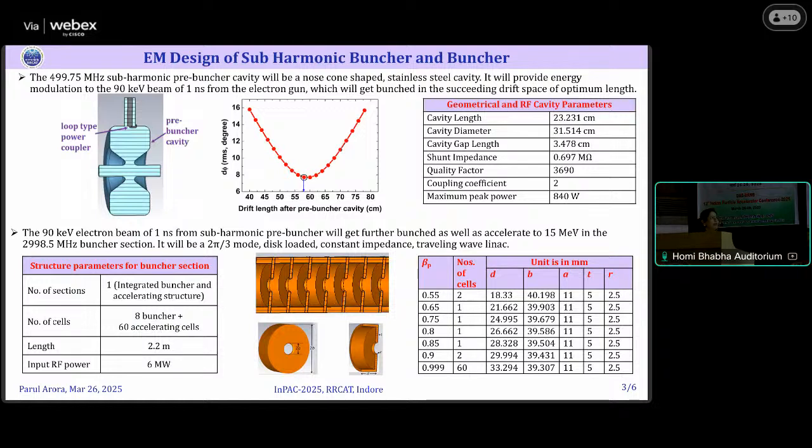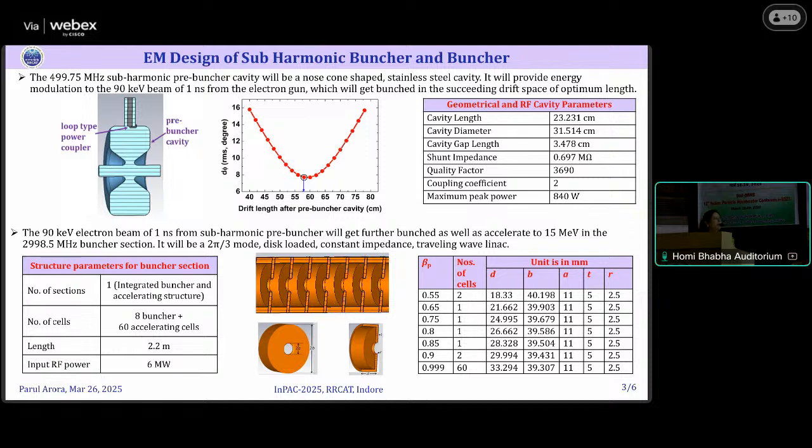So a little detail about all the sections. This is the cross-sectional view of the pre-buncher cavity. This cavity will give a 20 kV voltage modulation to the 90 kV beam. After this, we'll have a drift space which has been optimized such that we have the minimum RMS bunch length at the input of the buncher section. And these are the geometrical parameters.